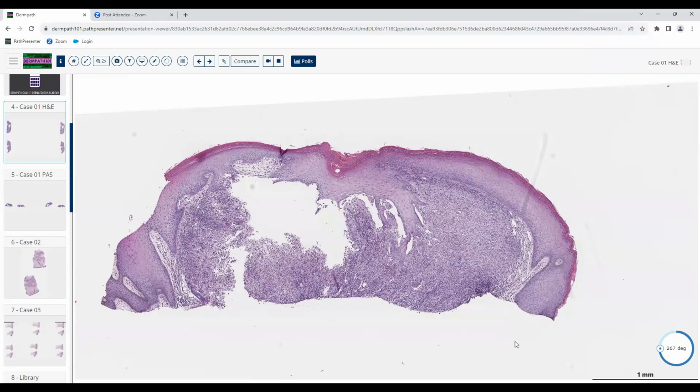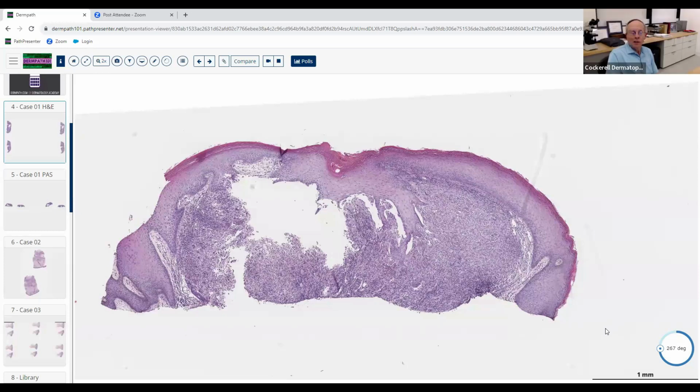This looks like a shave biopsy. Good. And it looks like it's inflammatory. There's a lot of purple cells in there. Good. Can you tell much about what part of the body you're on? It looks like it would be a site that doesn't have a lot of hair follicles and isn't very thick.